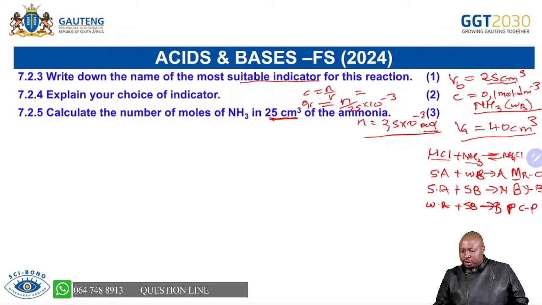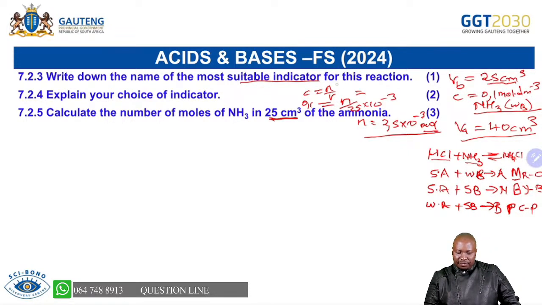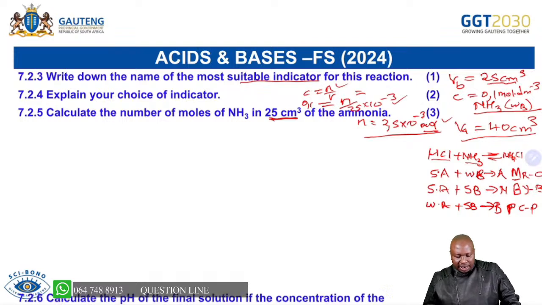So it must be in moles. Remember, if we don't write moles there, we'll take our 1 mark away. So you get 1 mark for the formula, 1 mark for the substitution, and 1 mark for writing the number of moles. And then I hope you got that 3 and you are happy.